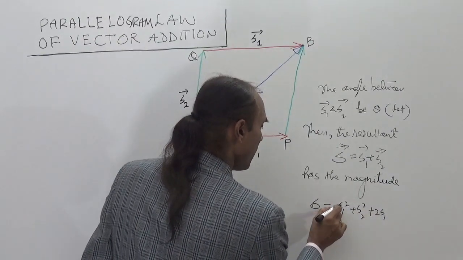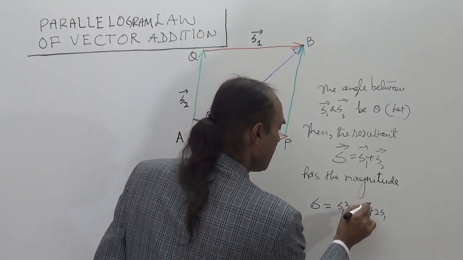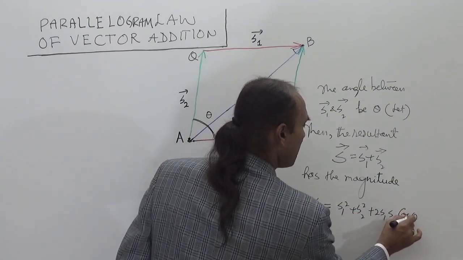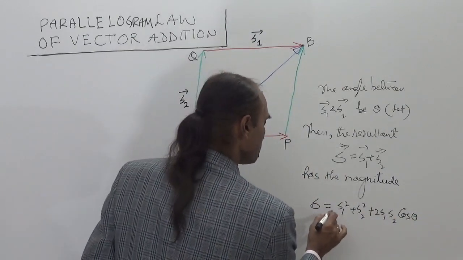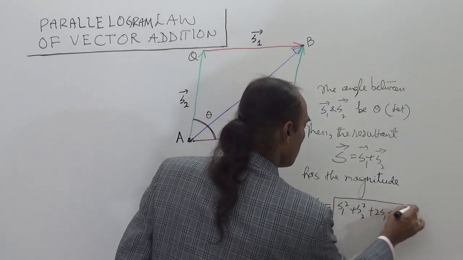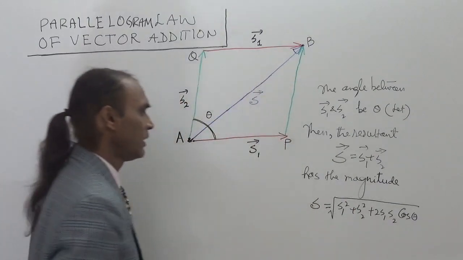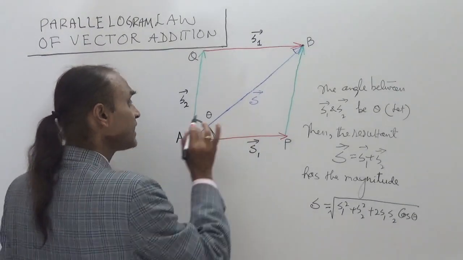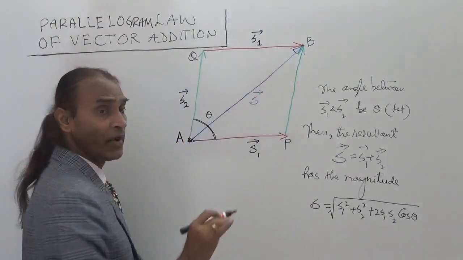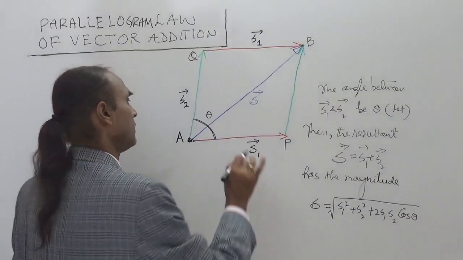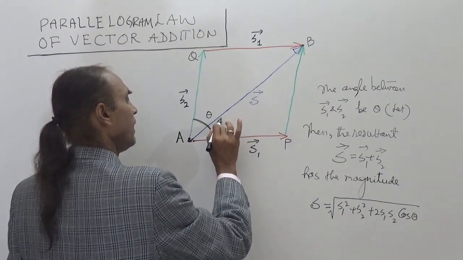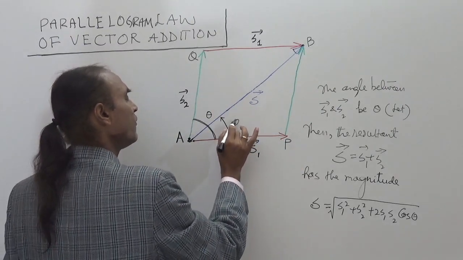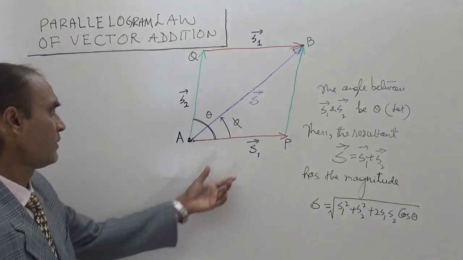S is equal to S1 square plus S2 square plus 2S1 S2 cosine of the angle between these two vectors, the square root of the whole quantity. This is the magnitude of the resultant. And direction, the direction of any vector can be given by an angle. Let the resultant act at an angle phi with respect to the vector S1.